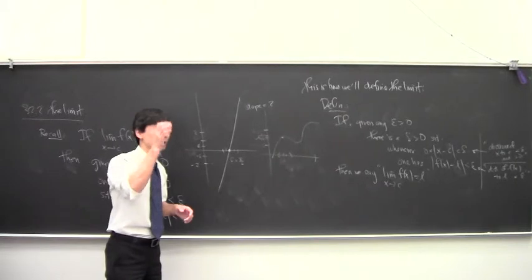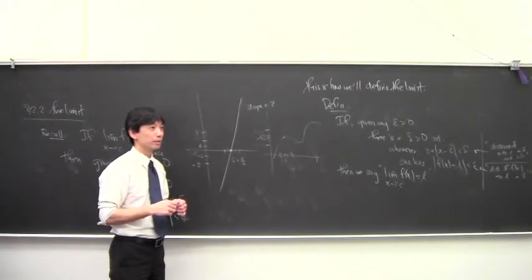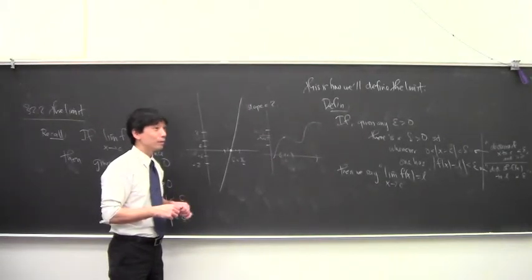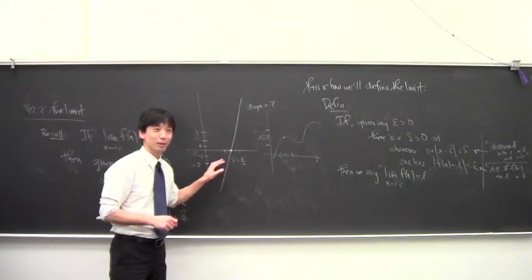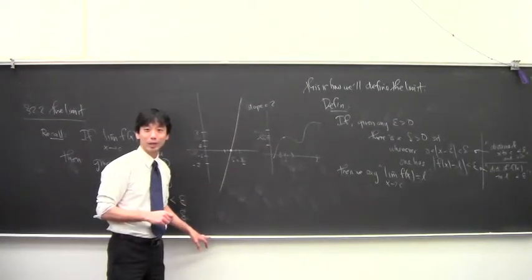Somebody had a question over here. Yeah. Will delta always be epsilon over the slope? If it's a line, yes. If it's a line, that's always going to be the case. Yeah. Mariah, what was your question?